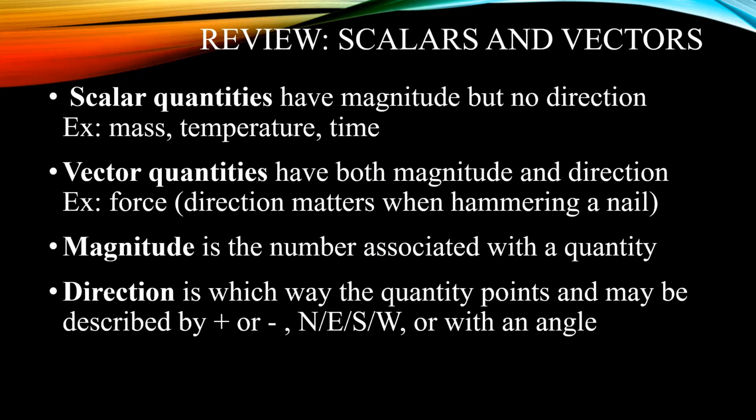When we talk about magnitude, that's just the number or the amount or the size of the quantity that we're talking about. And then direction is the way that that quantity points. You might describe it as positive or negative. You could use cardinal directions like north, east, south, and west. And you could also use an angle. But right now, we're just going to stick to one dimension. That would mean either moving just to the right or to the left, or in one of the cardinal directions.